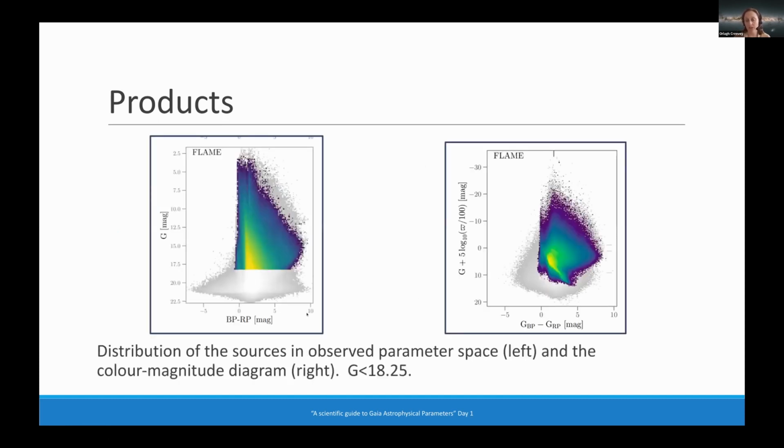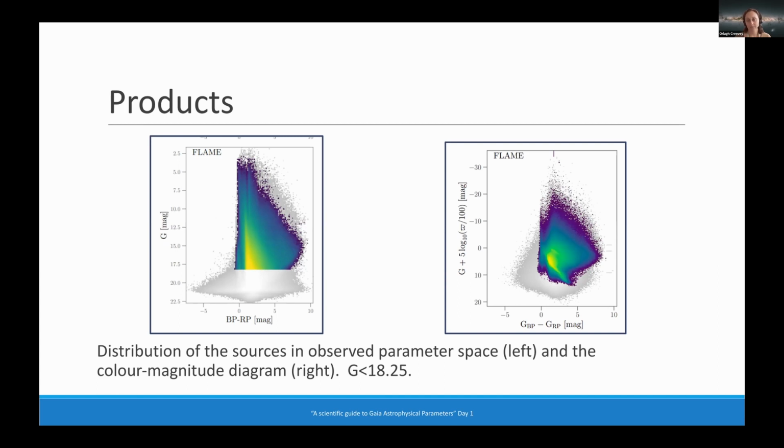Also, just to show you the distribution of the sources. On the left, I'm showing G magnitude and observed color. The gray shows all of the sources in DR3, and the color shows where FLAME has some results. The color code is the number of sources. You can see there's a very clear cut at this value here, 18.25. This was done because in CU8, there are a lot of products to process.